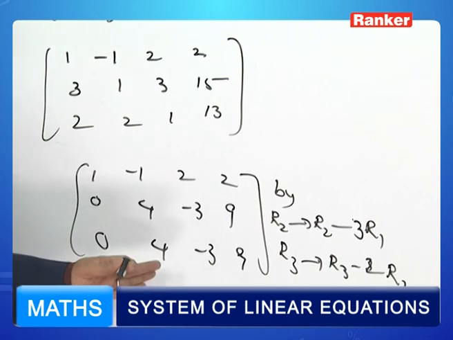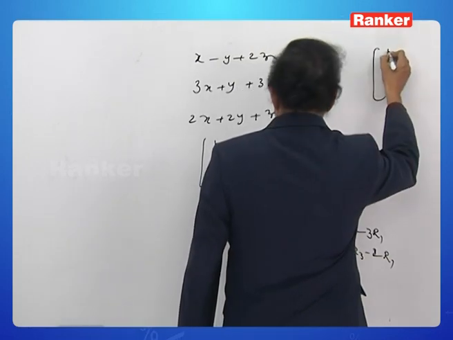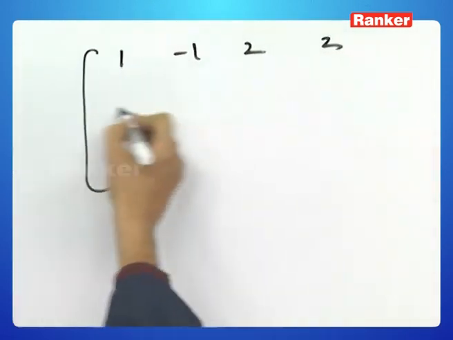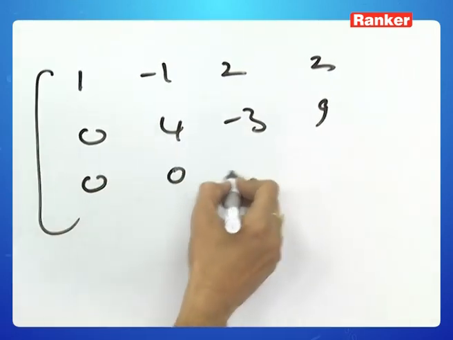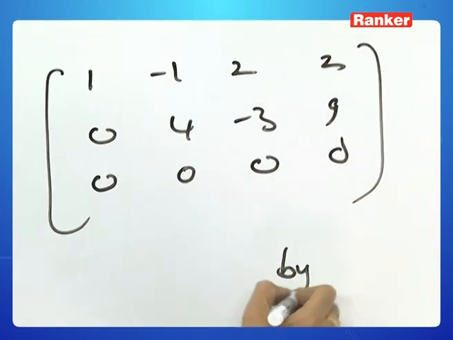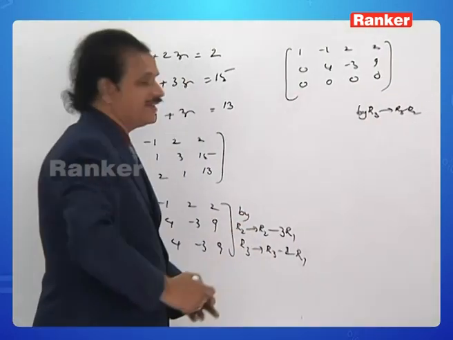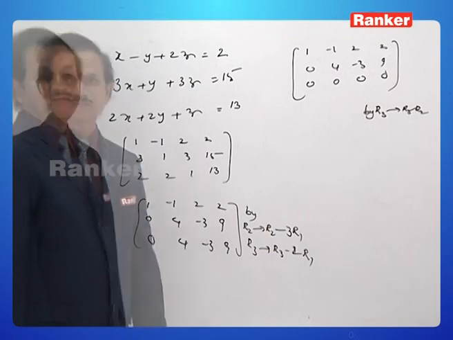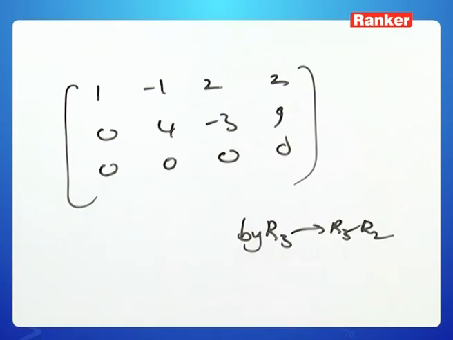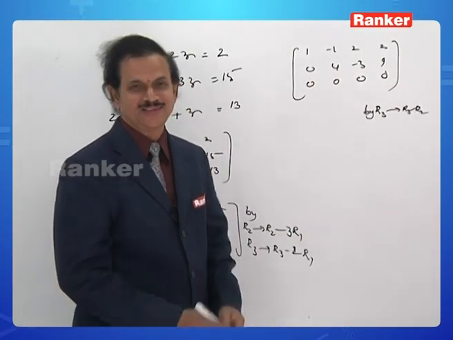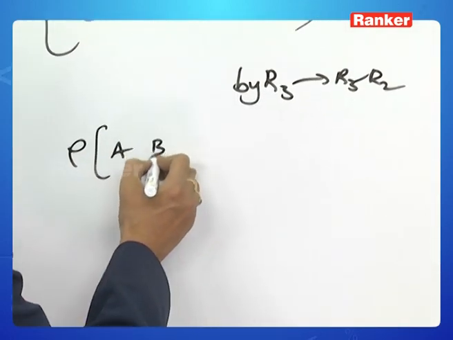So if you apply the further procedure, this becomes 0. Do you want to see it? 1, minus 1, 2, 2; 0, 4, minus 3, 9; 0, 0, 0, 0, by R3 changed as R3 minus R2. This is a peculiar case, my dear. You consider all the 4 columns. The rank of the augmented matrix is 2. You consider just the first 3 columns. Rank of A is also 2. Here also, rank of AB is equal to rank of A.